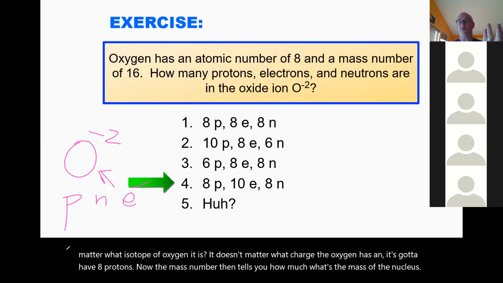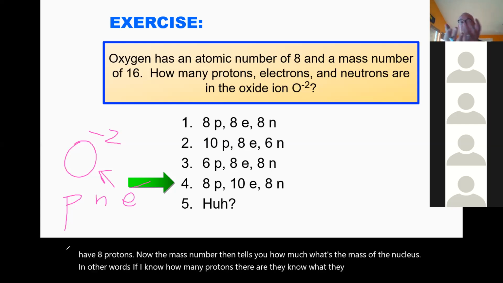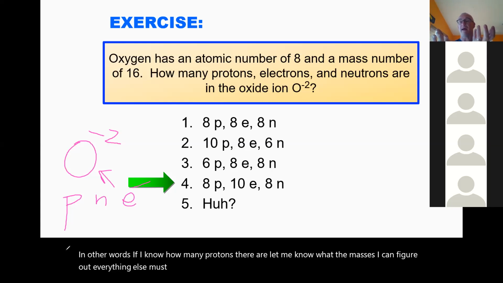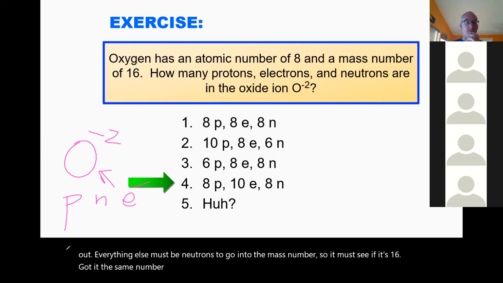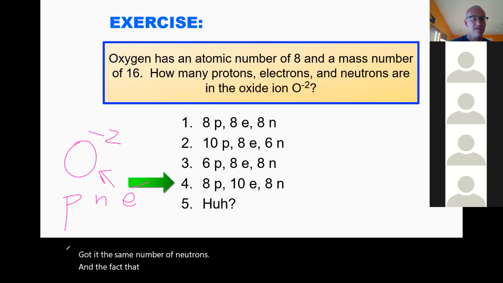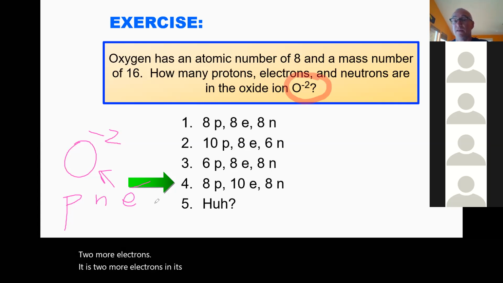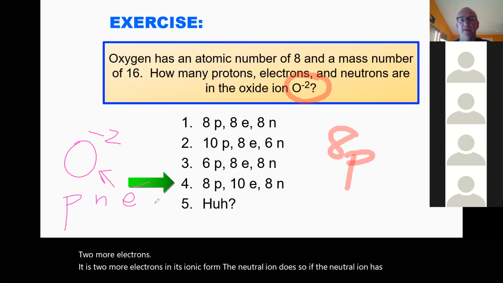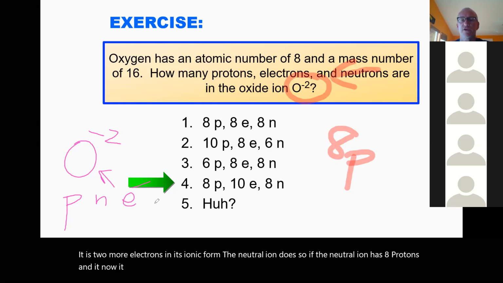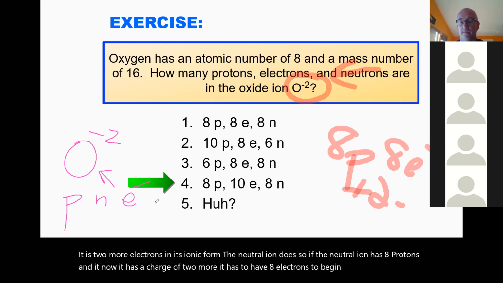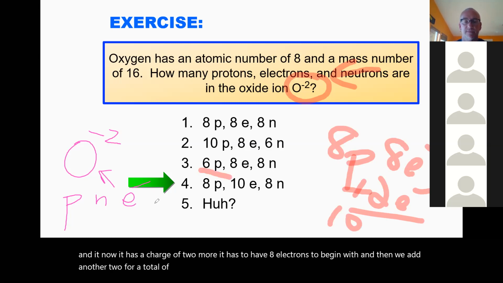In other words, if I know how many protons there are and I know what the mass is, I can figure out everything else must be neutrons to go into the mass number. So if it's 16, it's got to have the same number of neutrons. And the fact that it has 2 more electrons in its ionic form than the neutral atom does: if the neutral atom has 8 protons, it has to have 8 electrons to begin with, and then we add another 2 for a total of 10. And so this is our answer here.